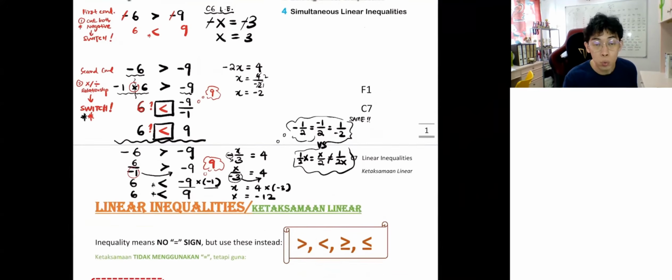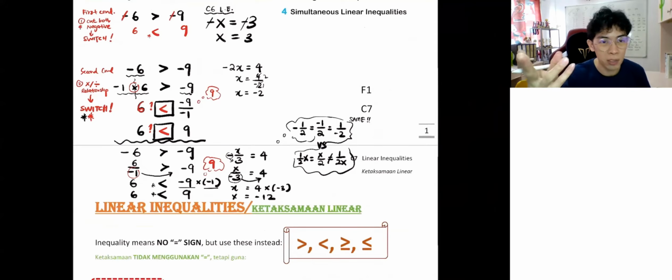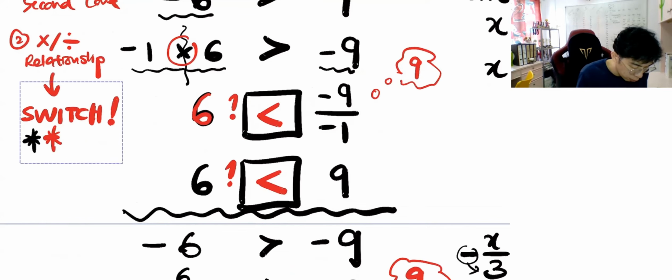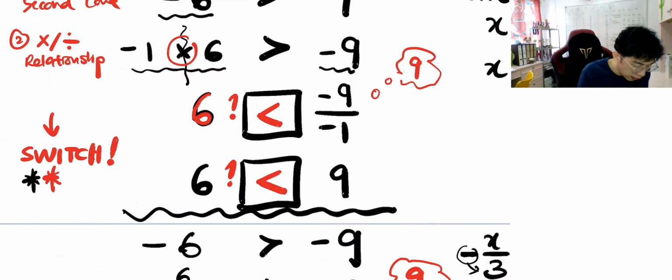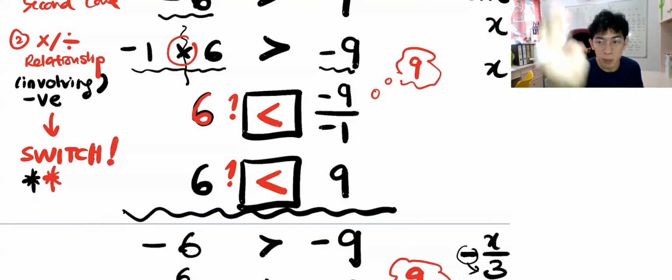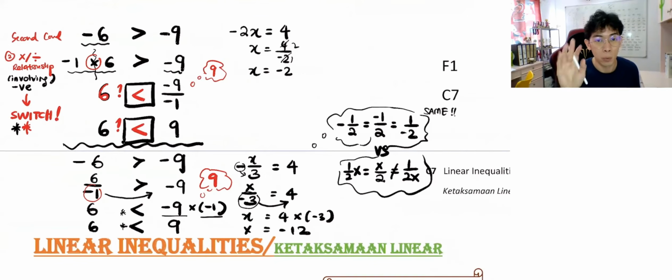So this is the two, not to say two conditioner. Anyhow, it's only times and divide. So the moment a times and divide, okay, sorry, I missed out one very important word. Times and divide relationship involving negative. The moment you switch to the other side, the symbol switches as well. Get it, put okay. Don't get it, ask now.